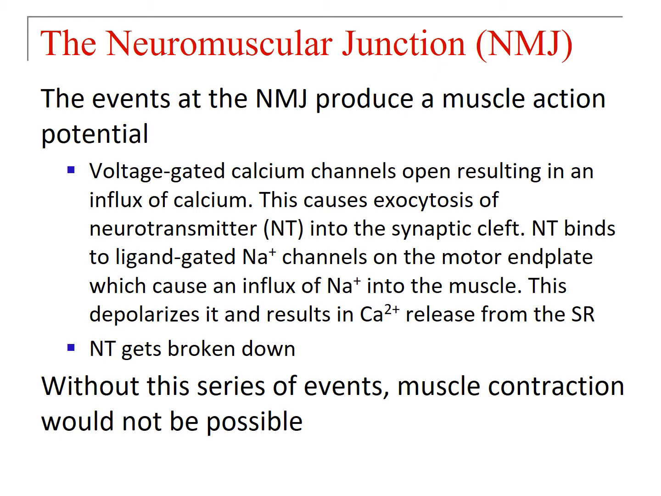Okay, so basically here's what happens. At the end of the axon terminal, I want to make it really clear that this is the neuron. The end of the neuron has voltage gated calcium channels. Now these open up, these cause calcium to come in, and what calcium will do to the neuron is allow it to carry out exocytosis of a neurotransmitter. So the neurotransmitter goes into the synaptic cleft and diffuses across the synaptic cleft. Once it has diffused, it'll bind to ligand-gated sodium channels on the motor end plate.